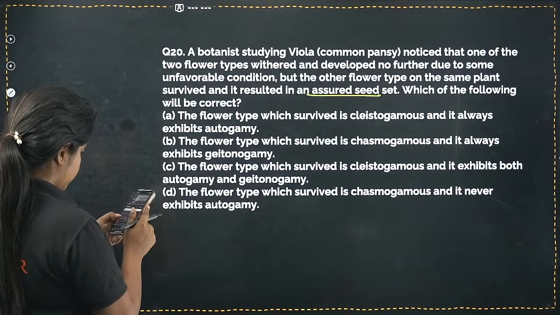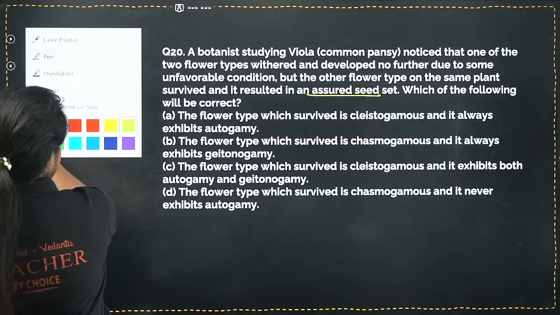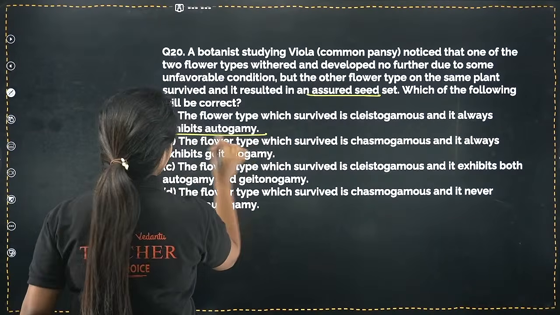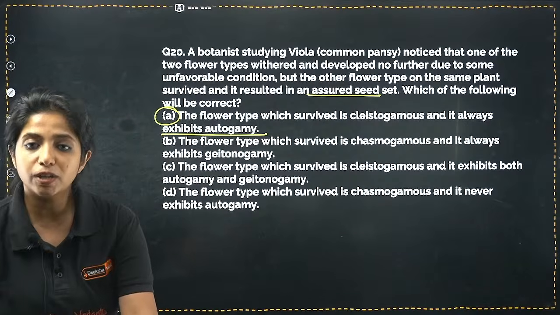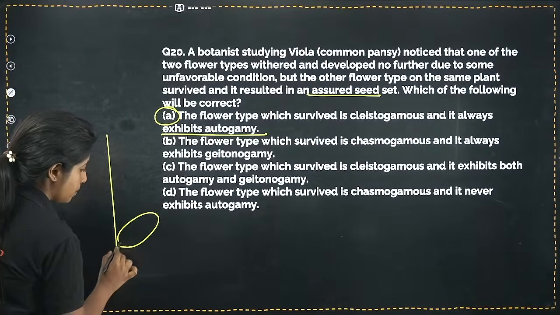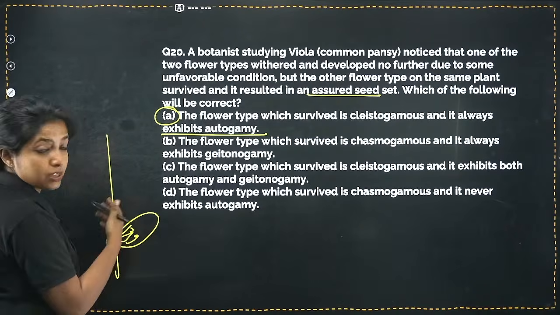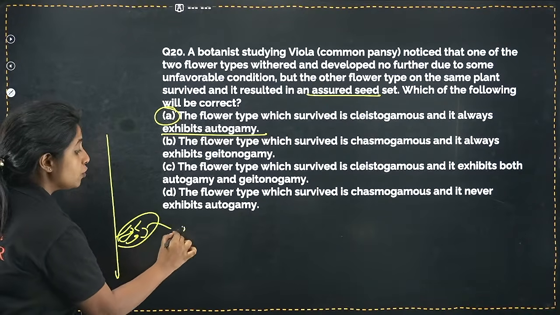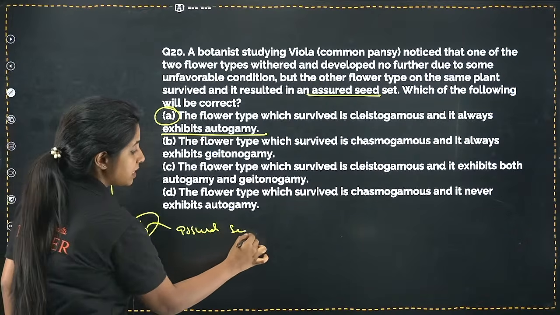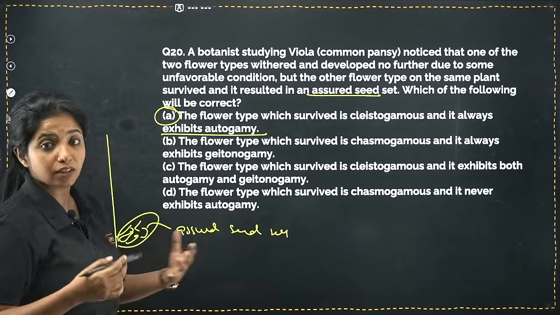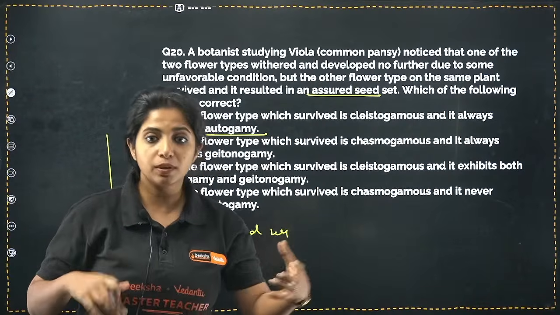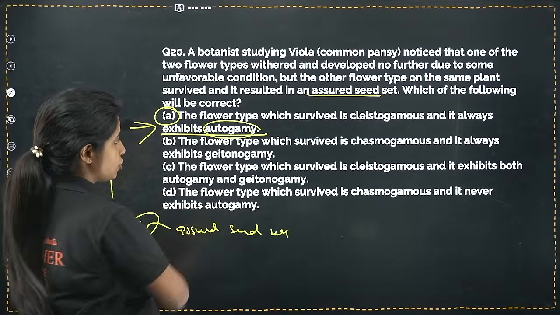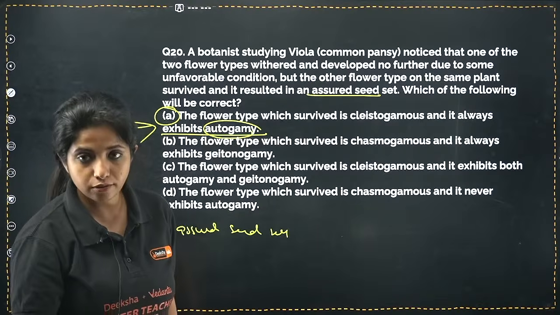A is the answer for this question. Is that so? Sanjeevani says it is A. The flower type which survived is cleistogamous and it is always exhibiting autogamy. Correct. The flower which survived is a cleistogamous flower. It is closed, and which is why, since it is closed, it can survive in unfavorable conditions and can undergo pollination. It can give you an assured seed set. And since it is closed, it does not have any other option to do geitonogamy or xenogamy. It can always do only one thing, and that is autogamy. So that is a straight question out there. This is very, very important.